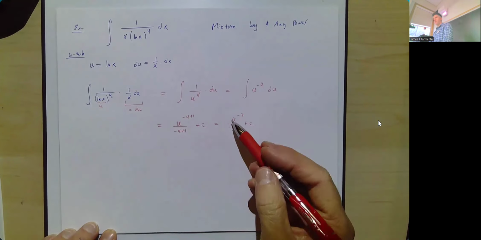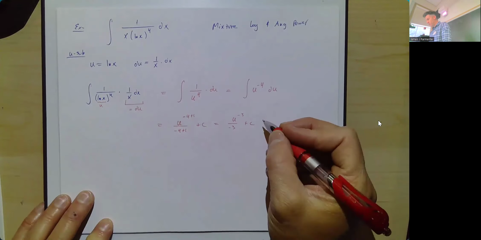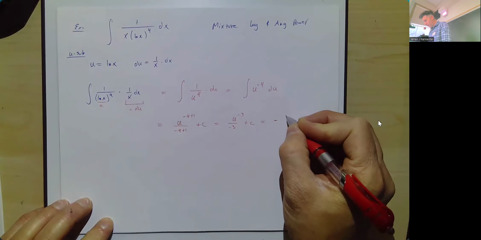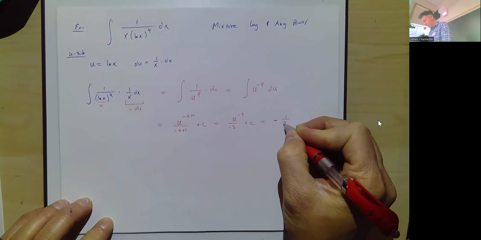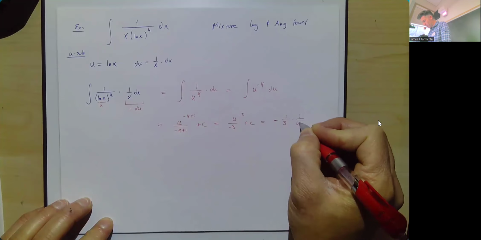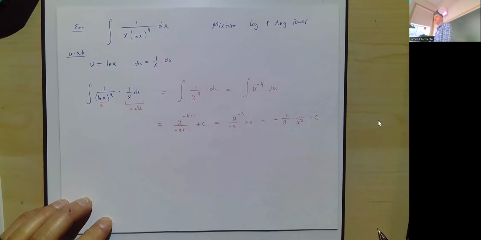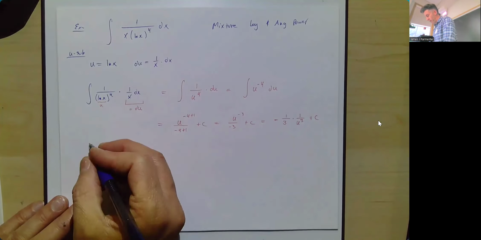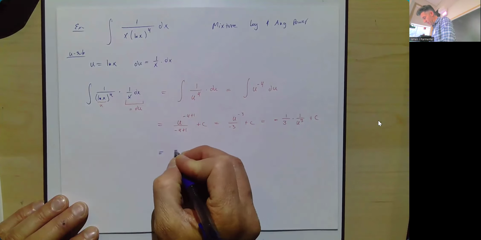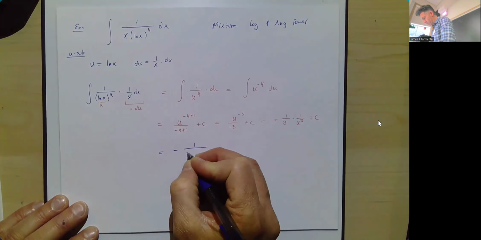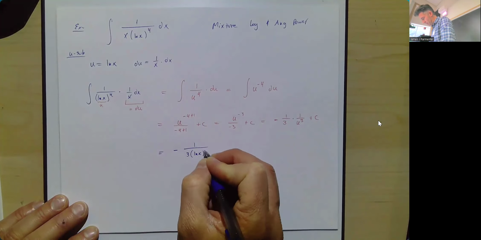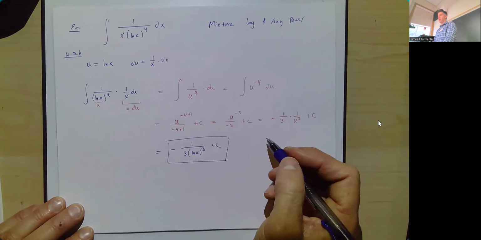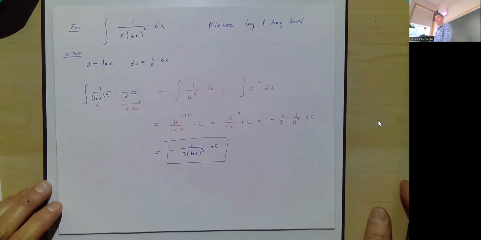I don't love negative powers in my final answer, so I would rewrite this with a negative out in front: negative 1 over 3 times 1 over u cubed plus c. And then finally, plugging back in the fact that u is equal to the natural log of x, I would rewrite this as negative 1 over 3 times natural log of x cubed plus c. Yeah, I multiply those two fractions together to make it one fraction. It's totally fine.